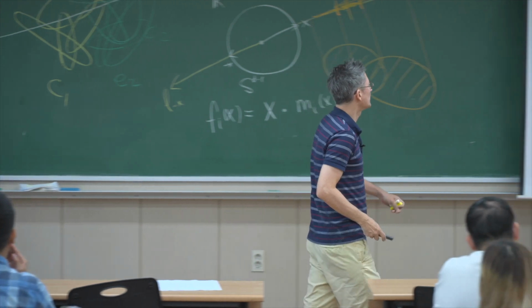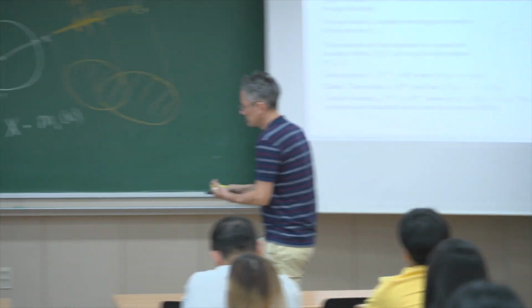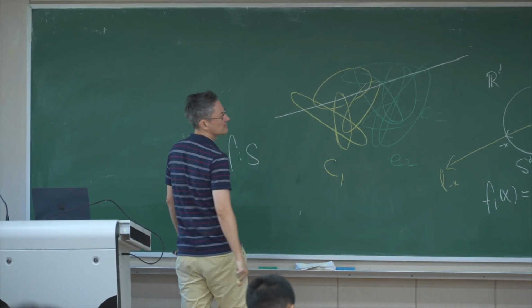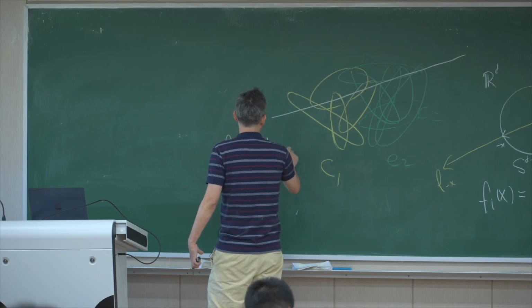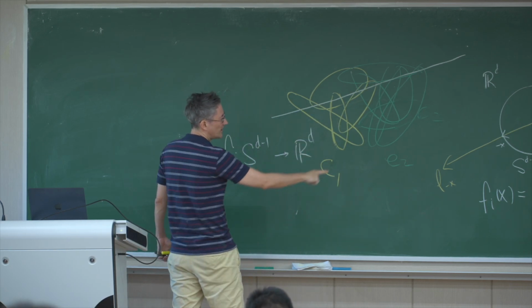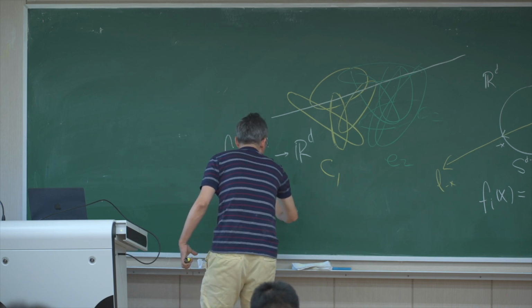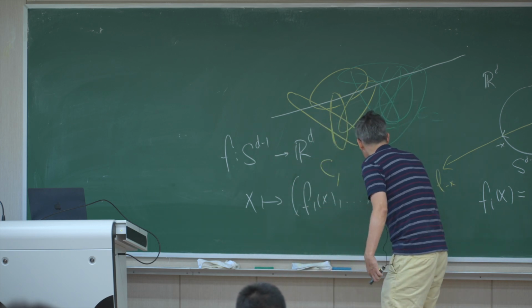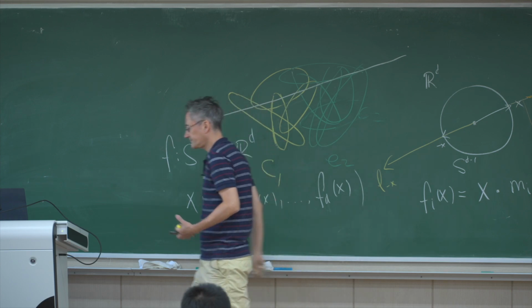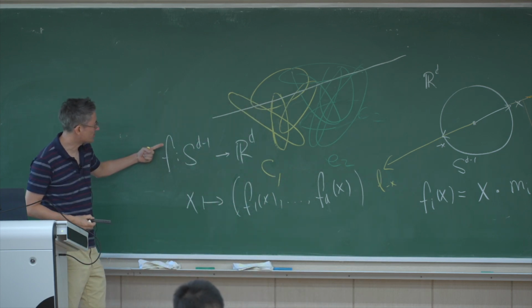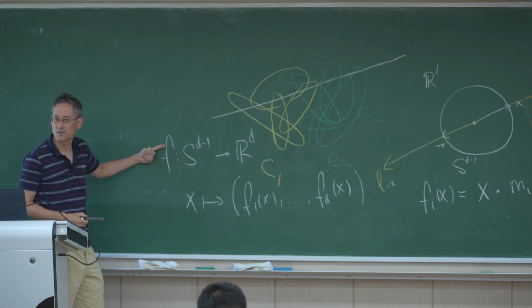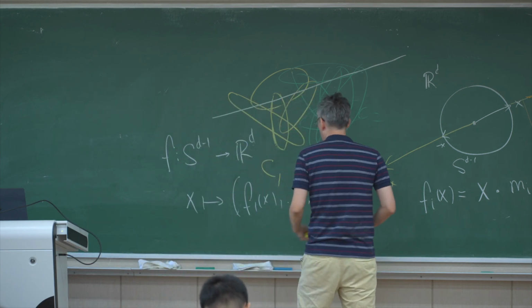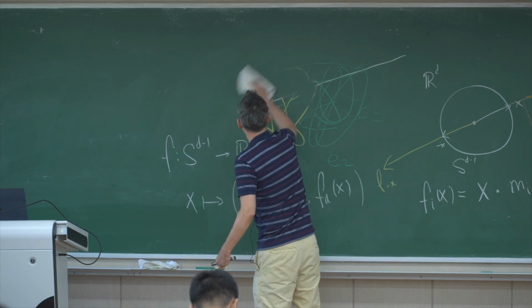Okay, and then you define finally a function f from S^(d-1) to R^d, which sends x to (f_1(x), ..., f_d(x)). But wait, this dimension doesn't add up, right? That's not enough to use the Borsuk-Ulam theorem. This dimension is one less than this. It's no good. But sometimes that happens, and then you need to go into your problem and see what you are really looking for.